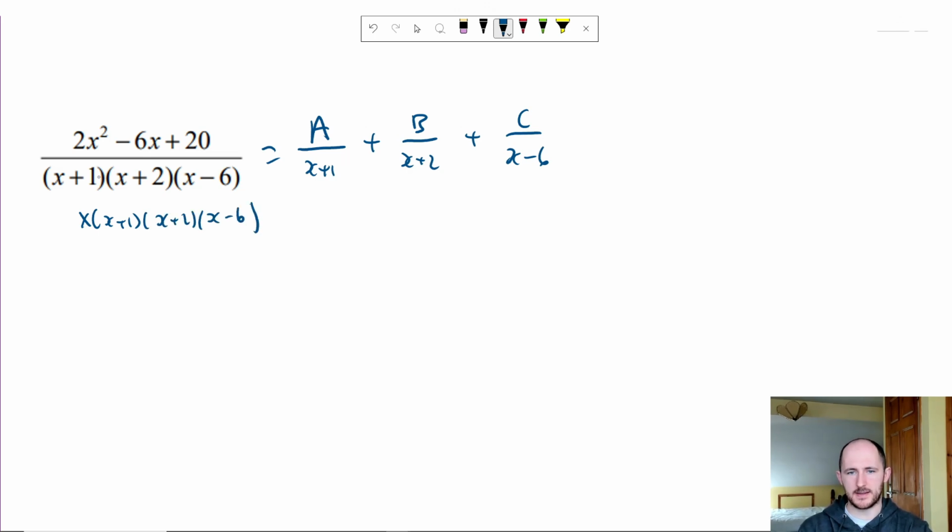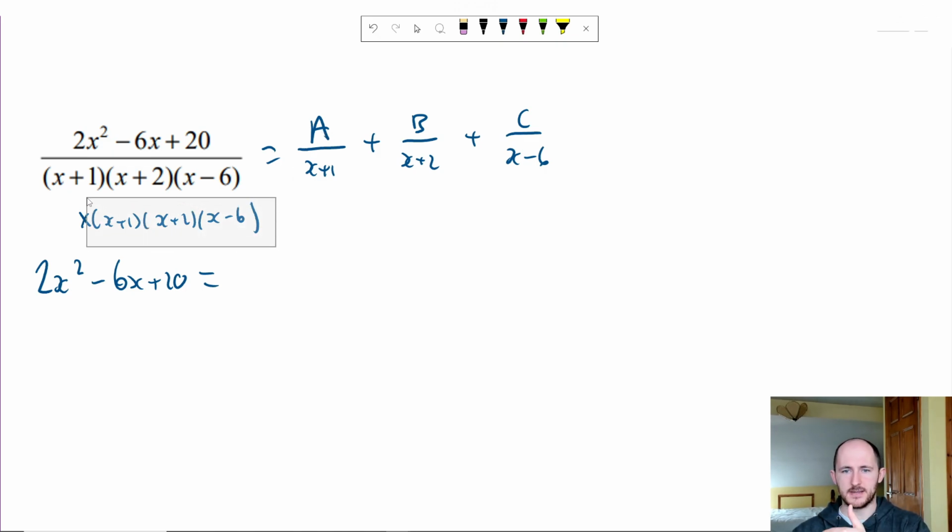And once again, we'll get something like this. We get 2x squared minus 6x plus 20. Now again, some people like to write out the whole thing, so write A times all of this over x plus 1. But what I like to look at is, if I have A times all of this, the only thing that will cancel is the x plus 1 and the x plus 1. So that becomes A(x plus 2)(x minus 6).